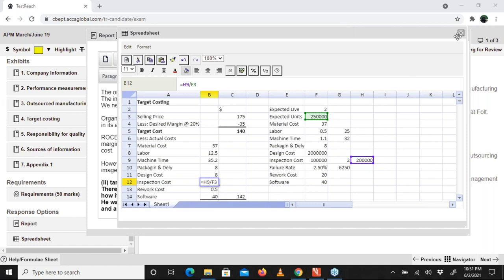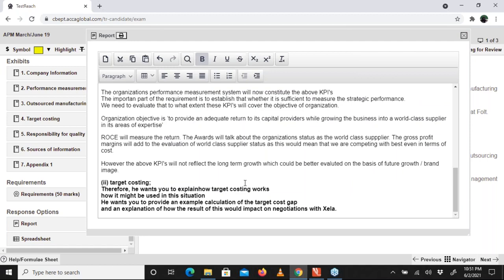Okay, so we are done with this target cost area. Now, what next needs to be done? Let's try to understand. He wants you to explain how target costing works. He wants you to provide an example calculation of the target cost gap and an explanation of how the result of this would impact negotiation with Ziegler.